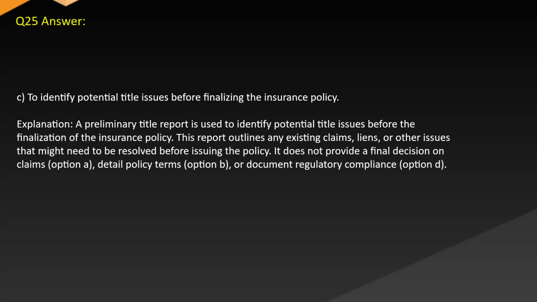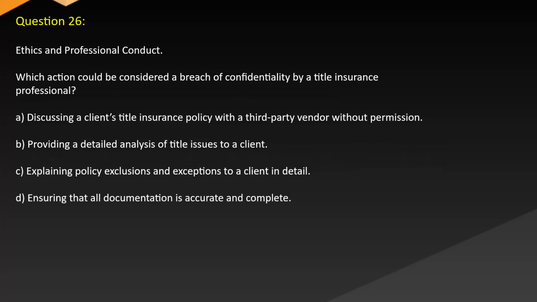Answer: C. To identify potential title issues before finalizing the insurance policy. Explanation: a preliminary title report is used to identify potential title issues before the finalization of the insurance policy. This report outlines any existing claims, liens, or other issues that might need to be resolved before issuing the policy. It does not provide a final decision on claims, option A, detailed policy terms, option B, or document regulatory compliance, option D.